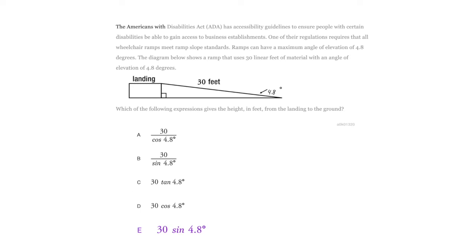The Americans with Disability Act, or ADA, has accessibility guidelines to ensure people with certain disabilities are able to gain access to business establishments. One of the regulations requires that all wheelchair ramps meet ramp slope standards. Ramps can have a maximum angle of elevation of 4.8 degrees. The diagram below shows a ramp that uses 30 linear feet of material with an angle of elevation of 4.8 degrees. Which of the following expressions gives the height in feet from the landing to the ground?